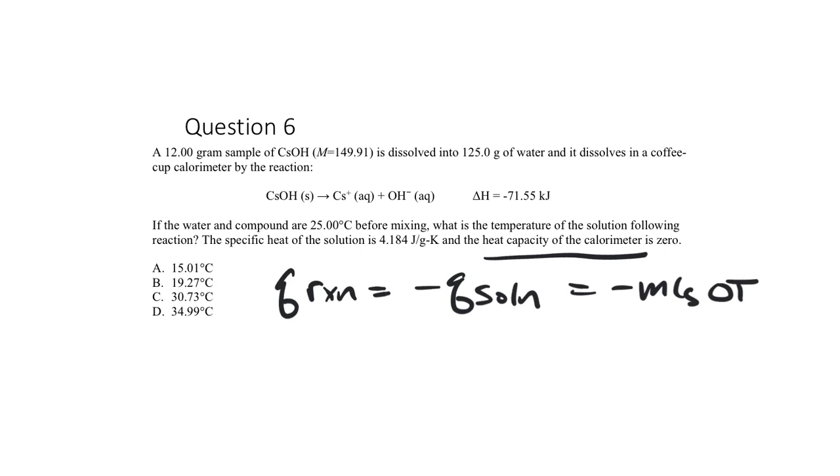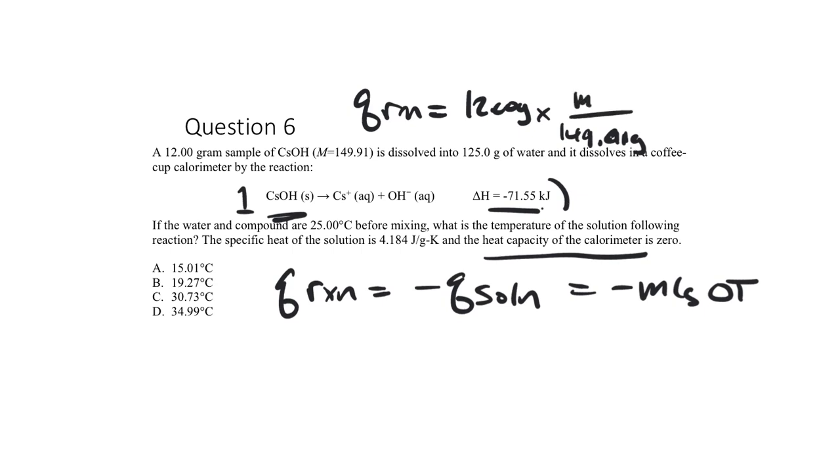And then the Q reaction, we can calculate it from delta H. So the Q reaction for specifically 12 grams of sample would be, I'm looking here, minus 71.55 kJ per 1 mole of CsOH. And so for my Q reaction, I'd be taking the 12 grams of cesium hydroxide, 149.91 grams per mole, and for every mole, minus 71.55 kJ.